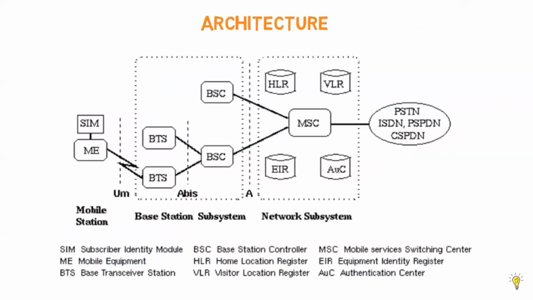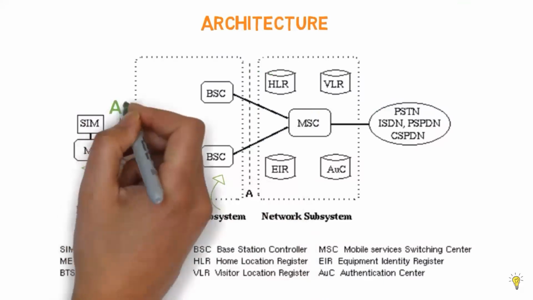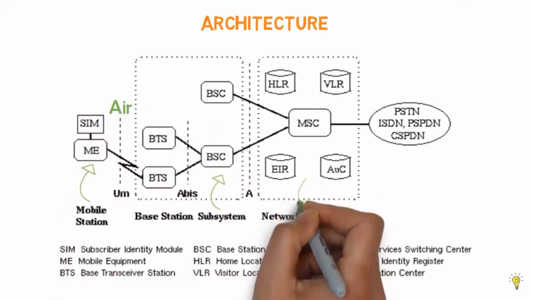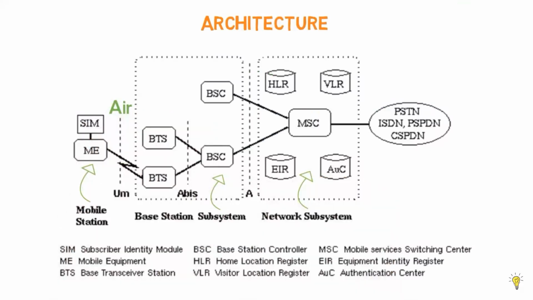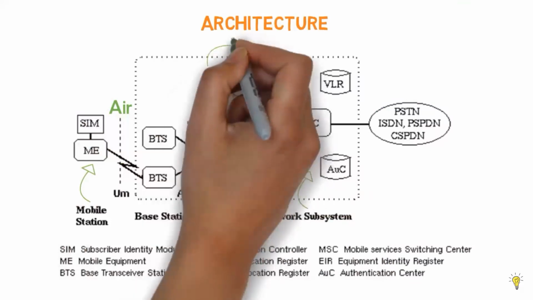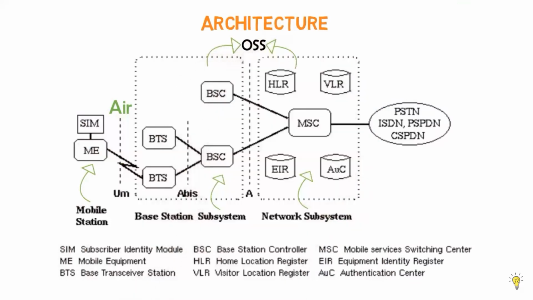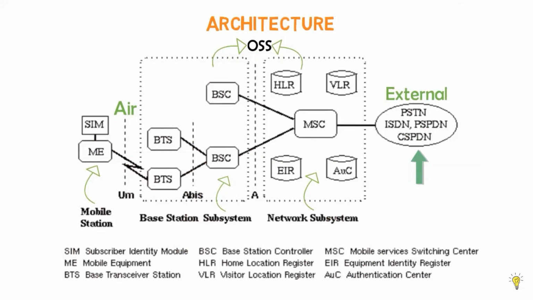Now let's view the GSM structure again. Mobile station sends a signal to BSS through an interface. The BSS routes that signal to NSS, which performs various tasks as discussed earlier. BSS and NSS are supported by OSS. Finally, the signal from NSS is sent to an external wire network like PSDN, ISDN, etc.